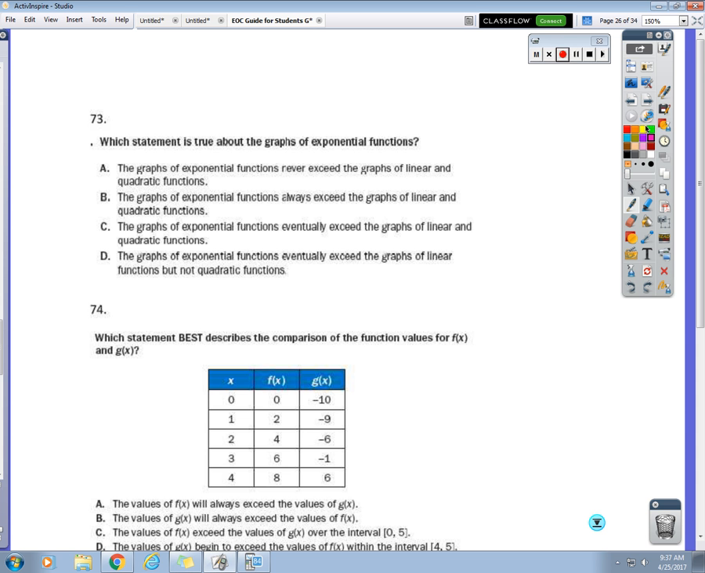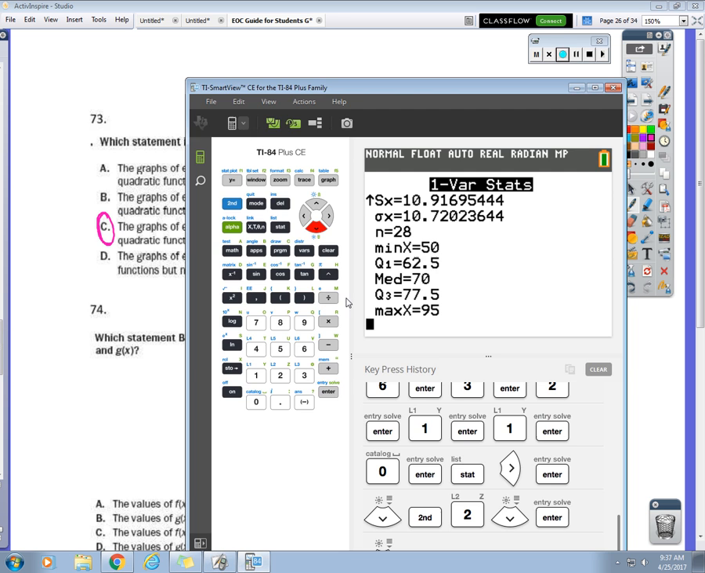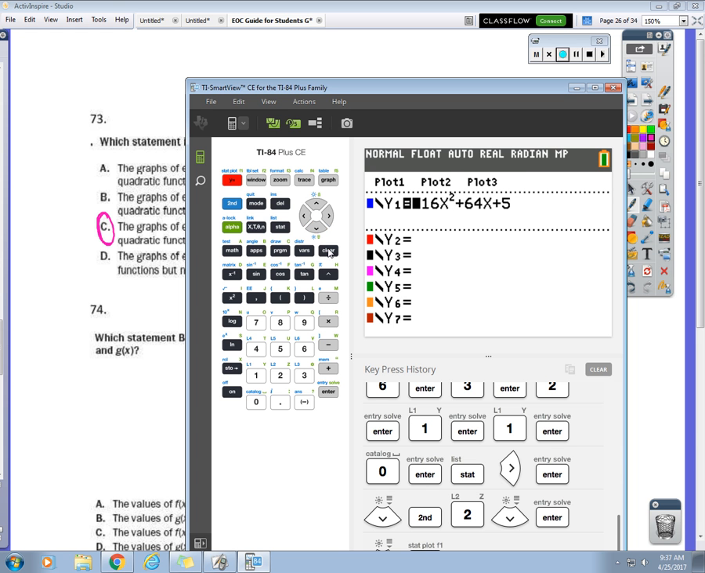Which statement is true about the graphs of exponential functions? Okay, y'all think the graphs of exponential functions always exceed the graph of linear and quadratic? It is C. Okay, what I did was I graphed a linear function, which is, remember, y equals mx plus b, so couldn't that just be y equals x? Because your m would be 1, your x, and then your b would be 0.